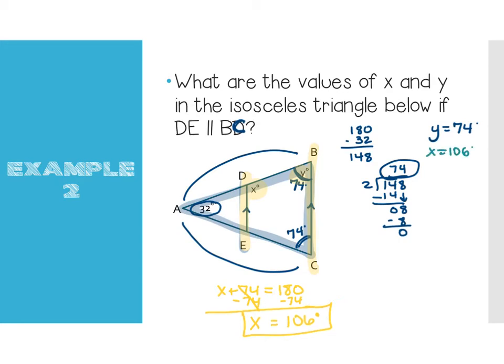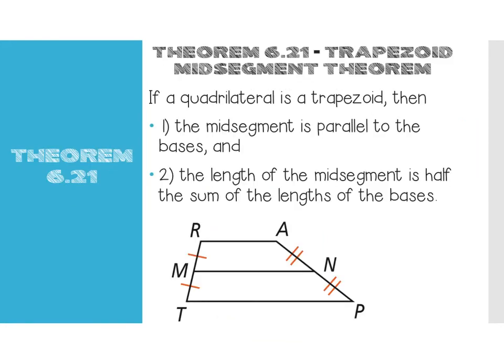So we've got to remember the properties of isosceles triangles as well as parallel lines. Theorem 6.21 is called the trapezoid midsegment theorem. So if you remember a while back, we talked about midsegments in a triangle. Now you're going to talk about a midsegment in a trapezoid. The good news is there's actually an overlap of what they mean. If a quadrilateral is a trapezoid, then the midsegment is parallel to the bases, and the length of the midsegment is half the sum of the lengths of the bases.